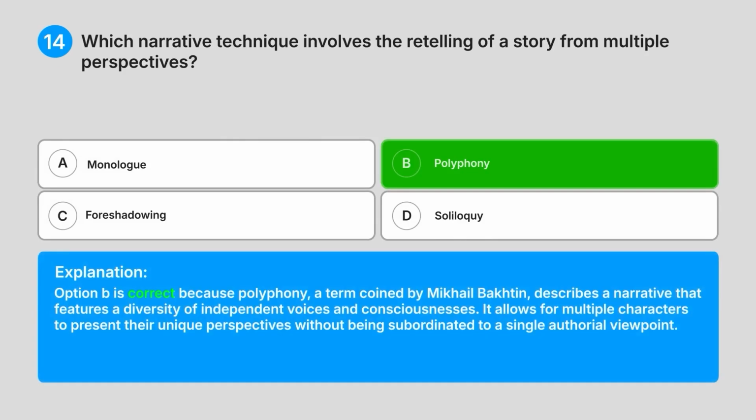Explanation. Option B is correct because polyphony, a term coined by Mikhail Bakhtin, describes a narrative that features a diversity of independent voices and consciousnesses. It allows for multiple characters to present their unique perspectives without being subordinated to a single authorial viewpoint.